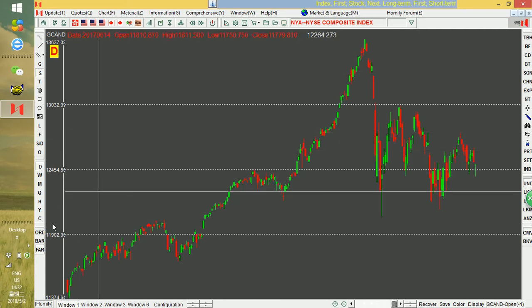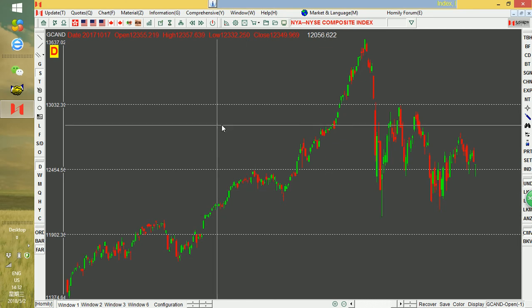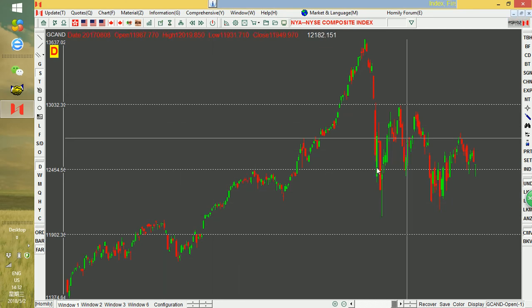And for this part, there are different periods, like D is the day chart, W is the weekly chart, M is the monthly chart, Q is the quarterly chart, H is the half year chart, Y is the yearly chart, and this C is the custom chart. Okay, so we have it.